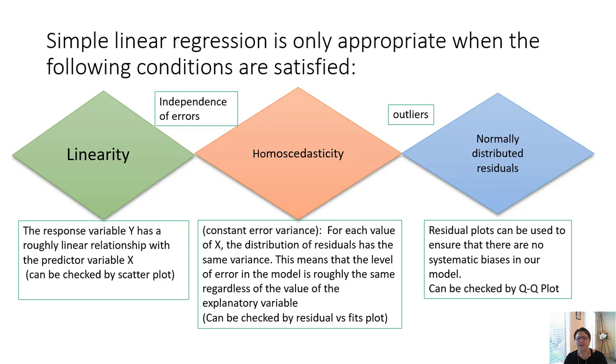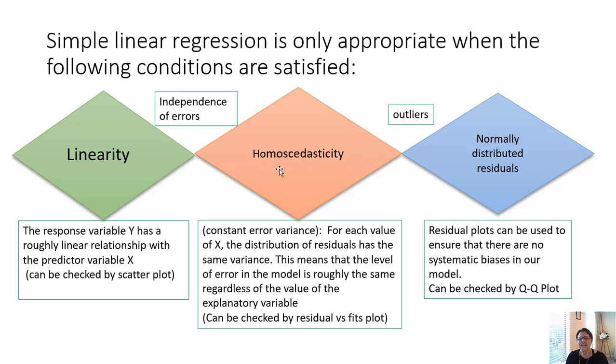Okay, in simple linear regression, we check a few assumptions, and this model will be valid only if these assumptions hold. One is the assumption of linearity. Linearity means that the response variable y has a roughly linear relationship with the predictor variable x. This assumption, that there is a linear relationship between x and y, can be checked by the scatter plot. Now we have another assumption, which is that the errors are independent.